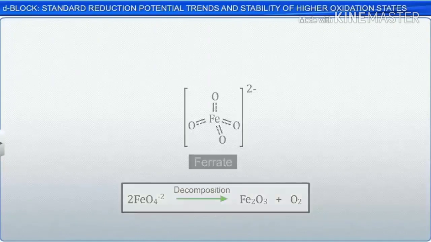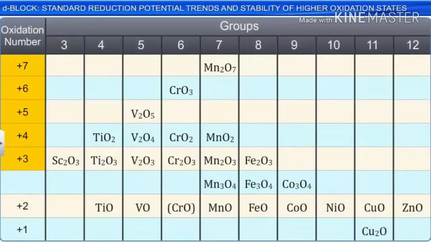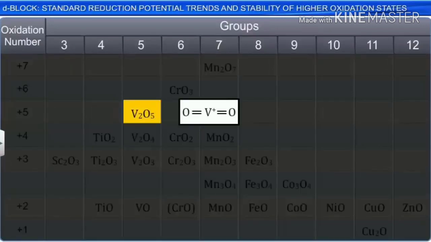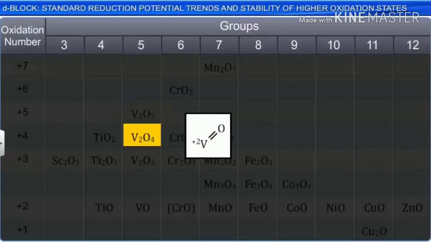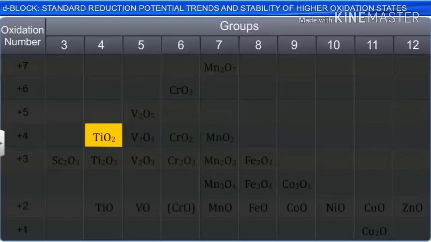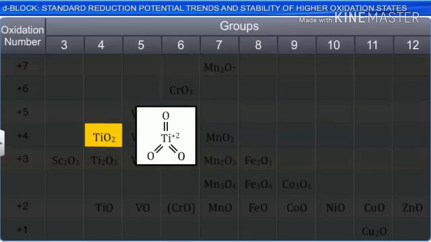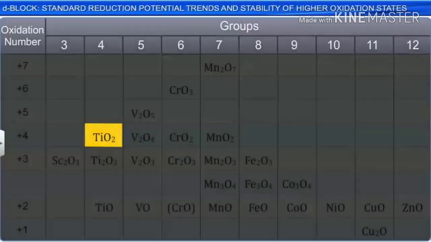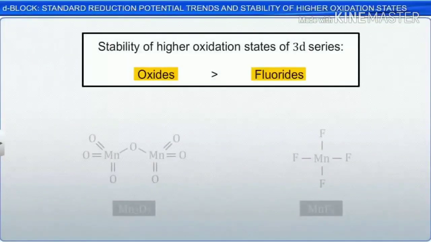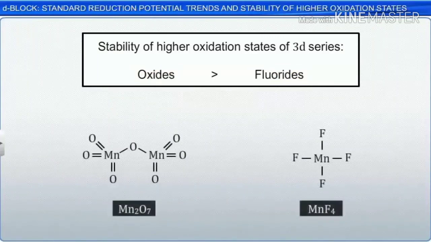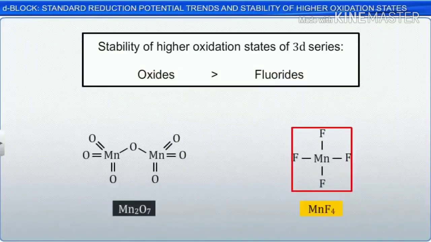Apart from oxides, oxygen also stabilizes higher oxidation states in the form of oxocations. For example, vanadium-5 is stabilized as dioxovanadium-5 ion, vanadium-4 as oxovanadium-4 ion, and titanium-4 as oxotitanium-4 ion. Oxygen exceeds fluorine in its ability to stabilize higher oxidation states. Thus, the highest manganese fluoride is manganese tetrafluoride, while the highest oxide is manganese heptoxide.